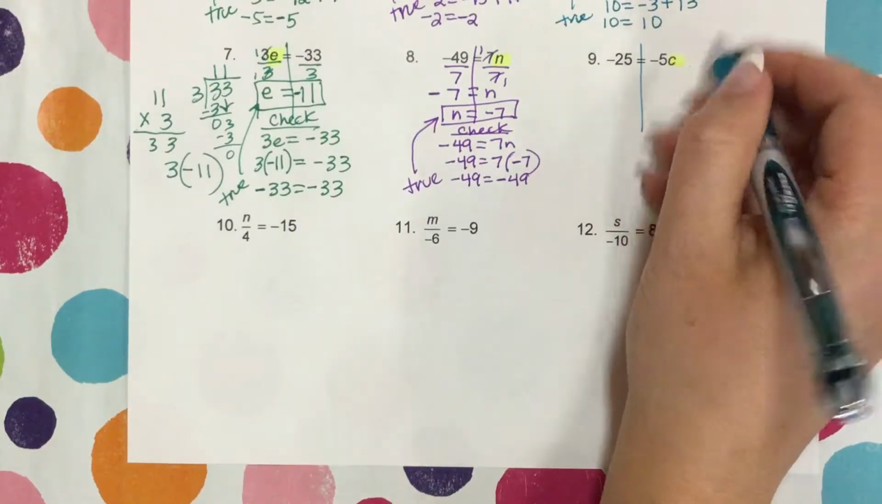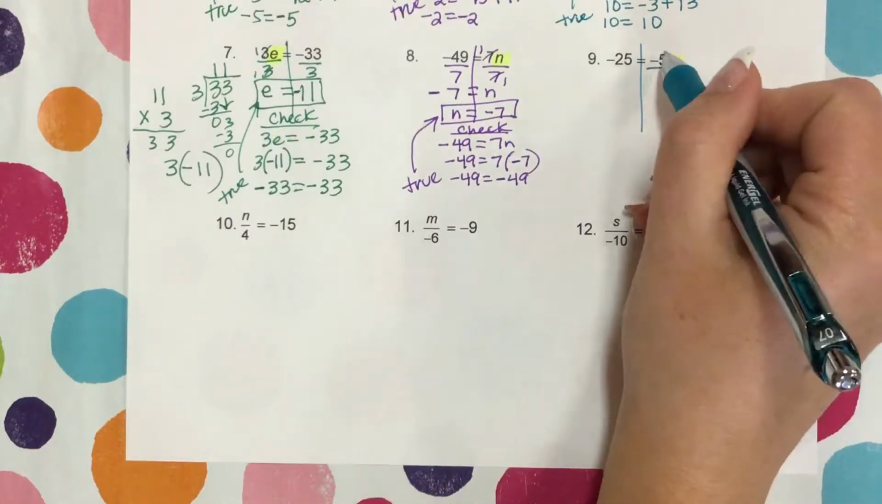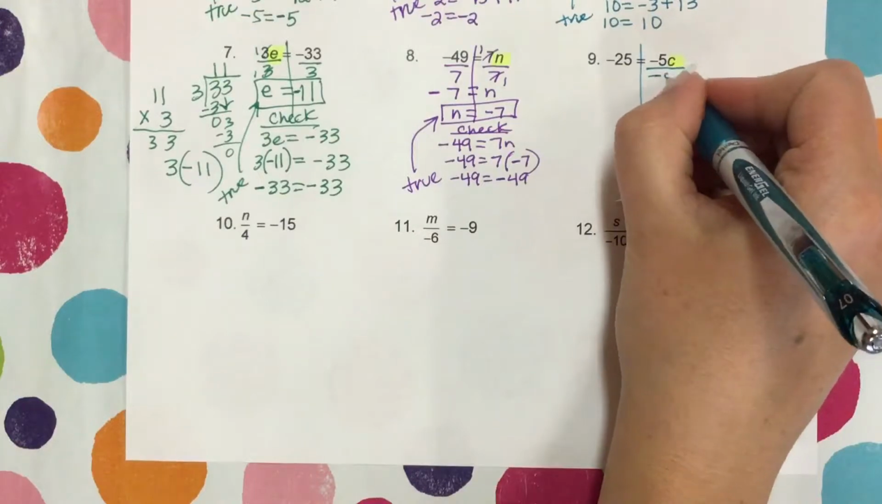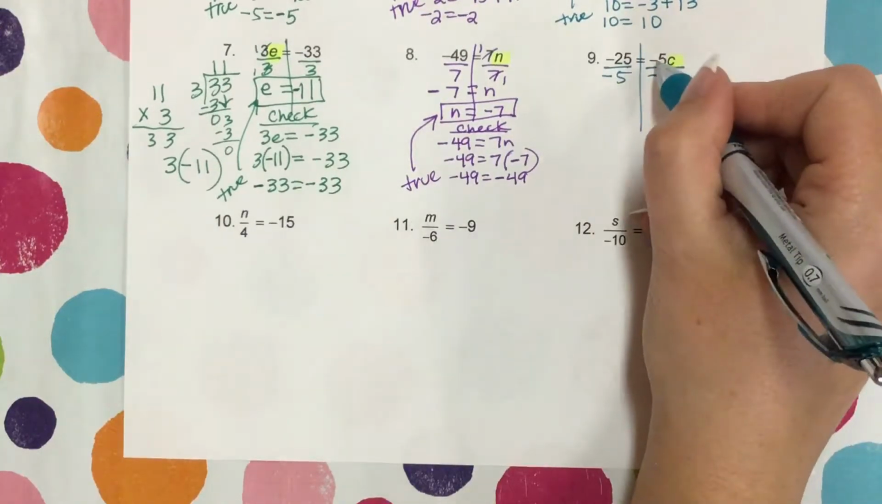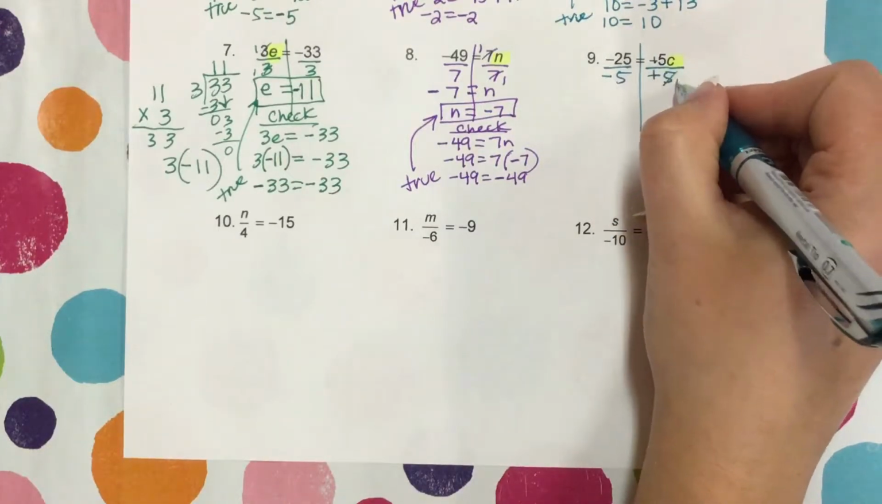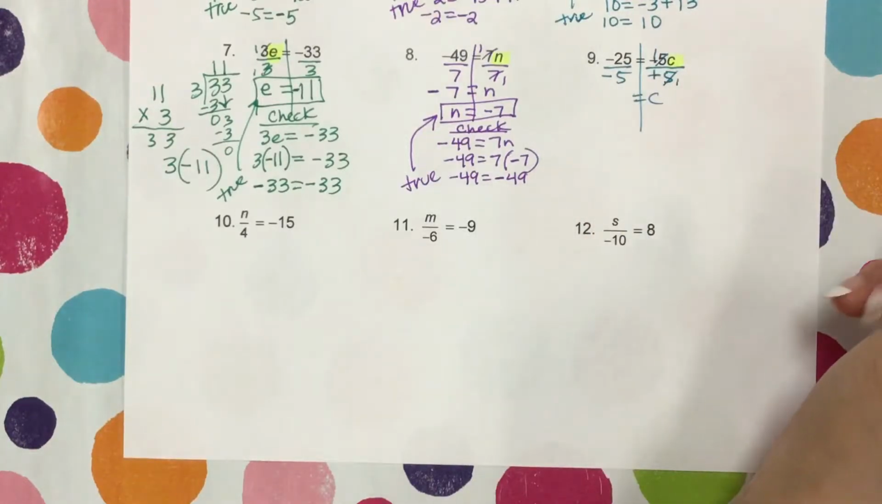So we have to do the inverse operation of multiplication, which would be division. And we have to divide it by whatever this number is. This number is negative 5. So we have to divide both sides by negative 5. A negative divided by a negative is a positive. 5 divided by 5 is actually 1. 1 times c is c. Now we have c by itself.